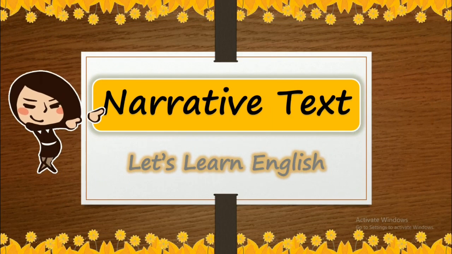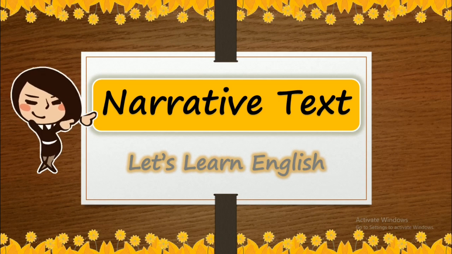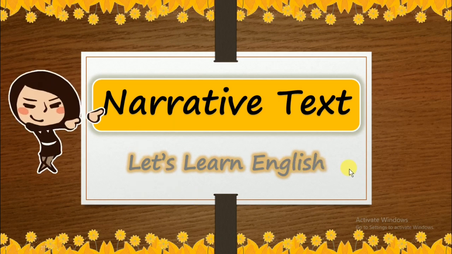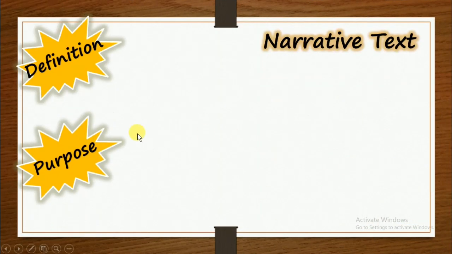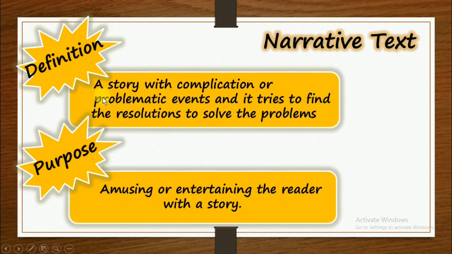Let's learn English. So in this video, I will tell you about narrative text. Let's see. We start with the definition and the purpose. Narrative text is a story with complication or problematic events, and it tries to find a resolution to solve the problems. And the purpose is amusing or entertaining the reader with a story.